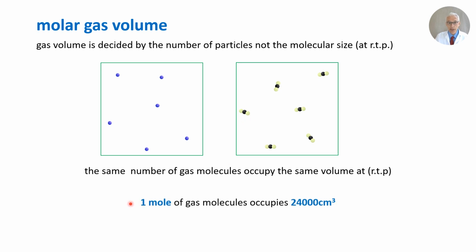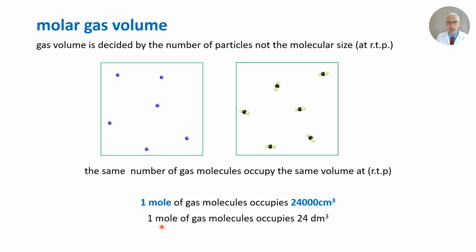By experiment, the volume occupied by 1 mole of any gas has been determined, and 1 mole of any gas occupies 24,000 centimeters cubed. This is called the molar gas volume at room temperature and pressure. So 1 mole of any gas occupies 24,000 centimeters cubed. You'll be using that figure in gas volume calculations.